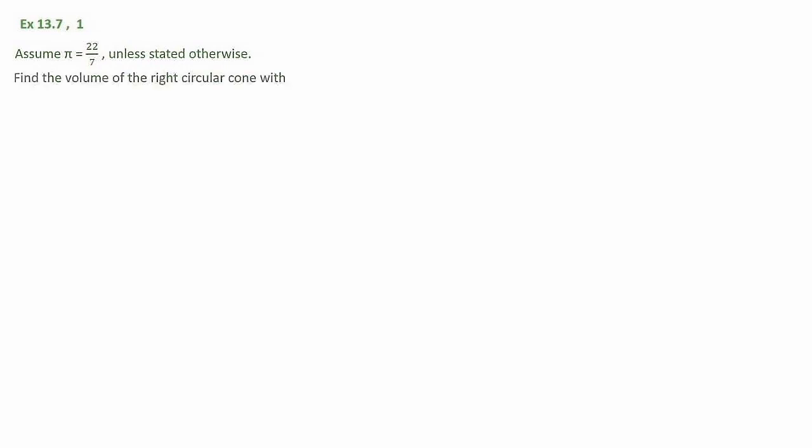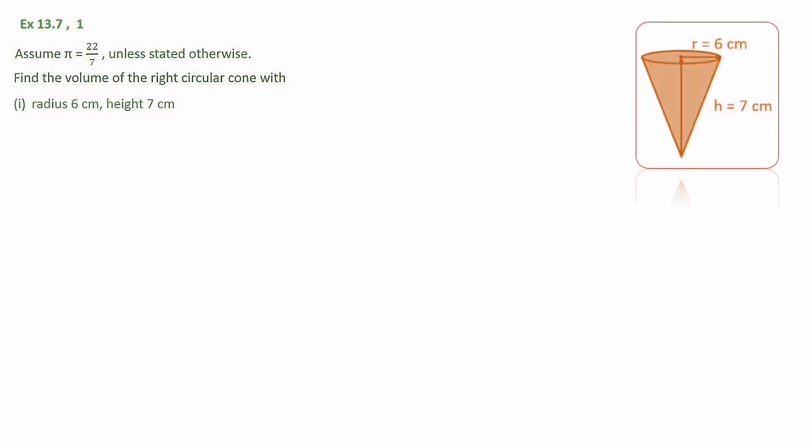Next we shall solve the exercise questions. Exercise 13.7, first question. Assume pi is equal to 22/7 unless stated otherwise. Find the volume of the right circular cone with radius 6 cm and height 7 cm. Here r is given, h is given, and we are asked to find the volume of the cone. This is the shape of the cone. Radius is 6 cm and height is 7 cm. Let's write the given conditions.